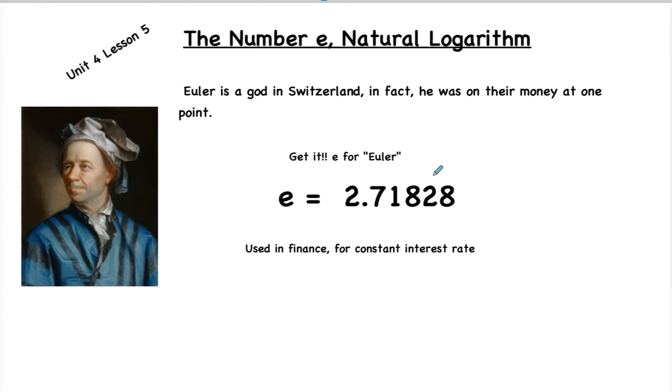So he found a number. It actually had existed, but he had done the most work with it. And it's base e. And base e is 2.71828. Now, it is an irrational number, so it keeps going on forever and ever. Kind of like pi, not exactly like pi. Pi is 3.14, I think 15, and then I'm done with knowing the rest of it.